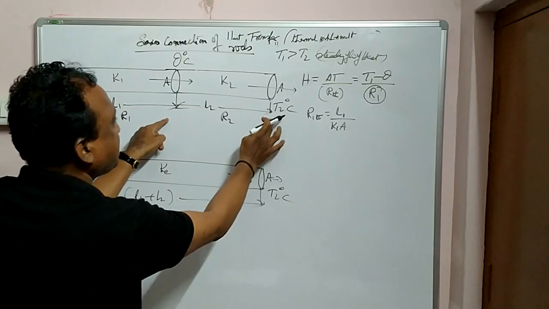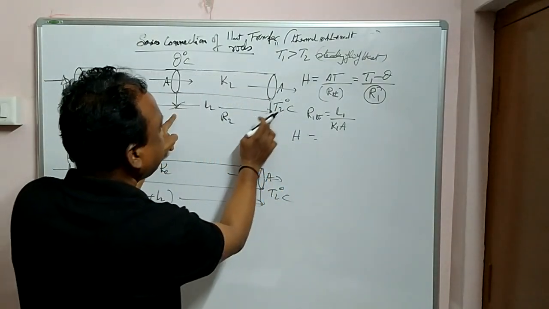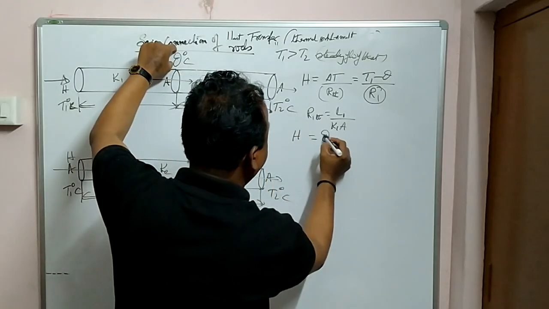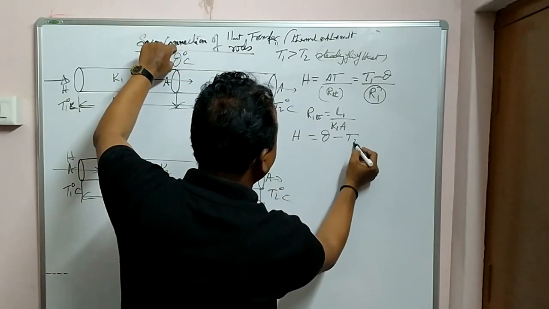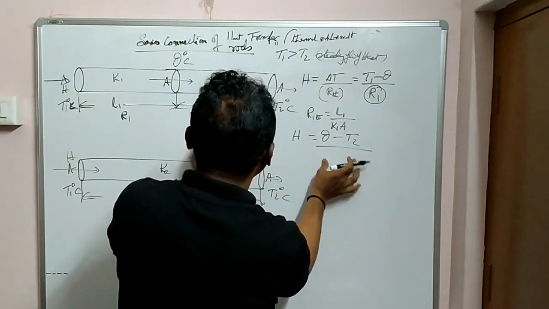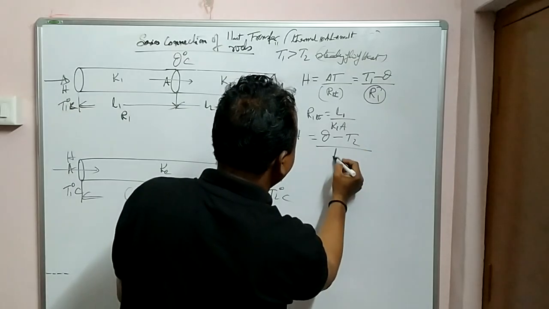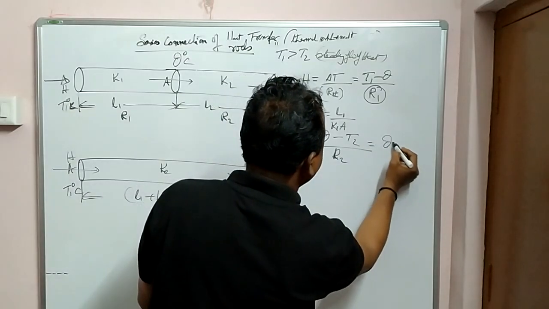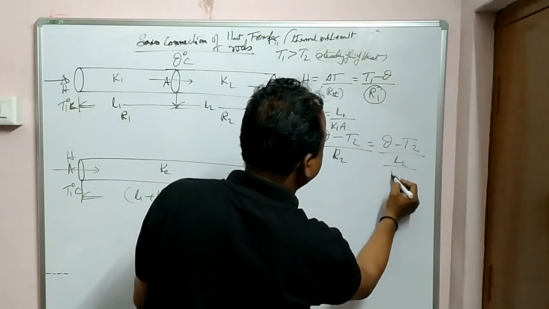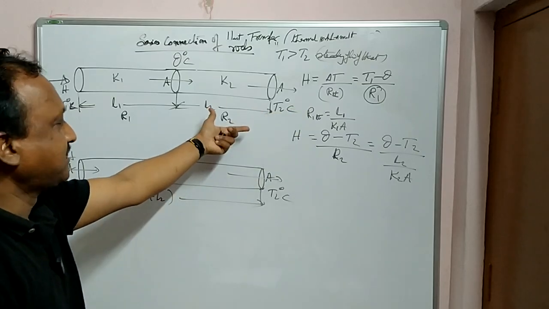In the same way, here also you can get heat. What is the heat for the second rod? Same, delta T by R thermal. What is the temperature difference? Theta minus T2. This is higher, this is lower, by R thermal. What will be R thermal for here? R2 thermal, I can write as R2, or theta minus T2 by L2 by Ka, that is L2 by K2A. Like this I can express the values.